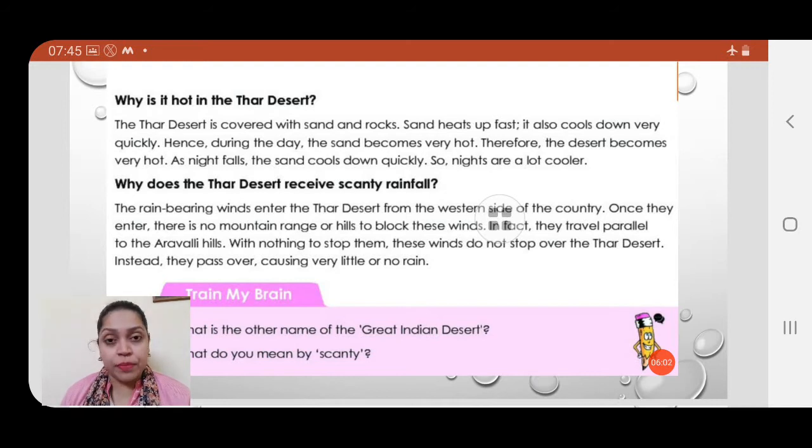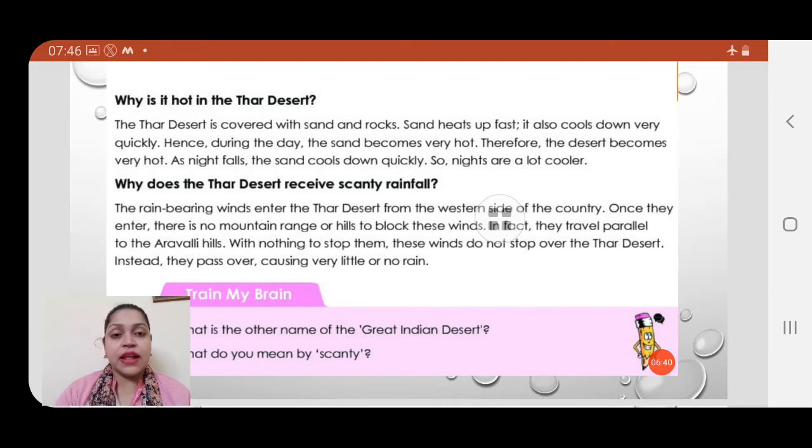Since there is no mountain and no hill to stop them, these rain bearing winds pass through the Thar Desert and cross the state of Rajasthan. They go to some other place where they strike a mountain, and there these winds cause rain. So this is why there is very little rainfall in Rajasthan, but in other surrounding places of Rajasthan there is rainfall. So is it clear to you?